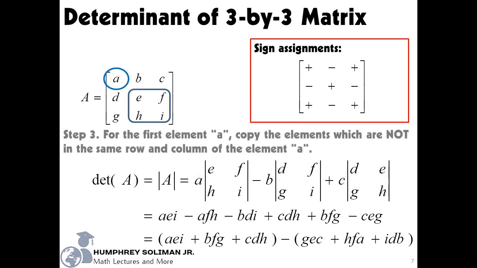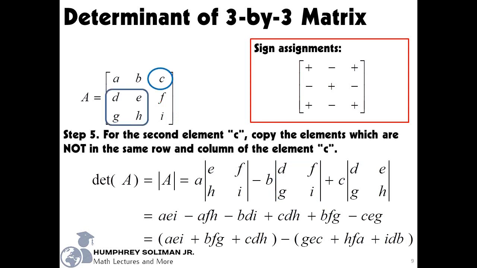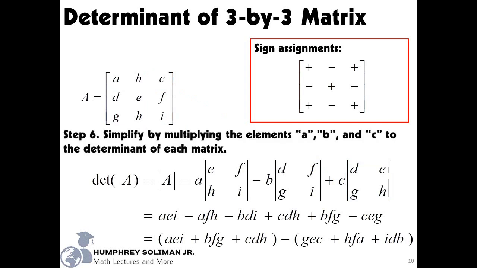Step 3. For the element A, copy the elements which are not in the same row and column of the element A. Step 4. For the element B, copy the elements which are not in the same row and column of the element B. Step 5. For the element C, copy the elements which are not in the same row and column of the element C. Step 6. Simplify by multiplying the elements A, B and C to the determinants of each matrix.